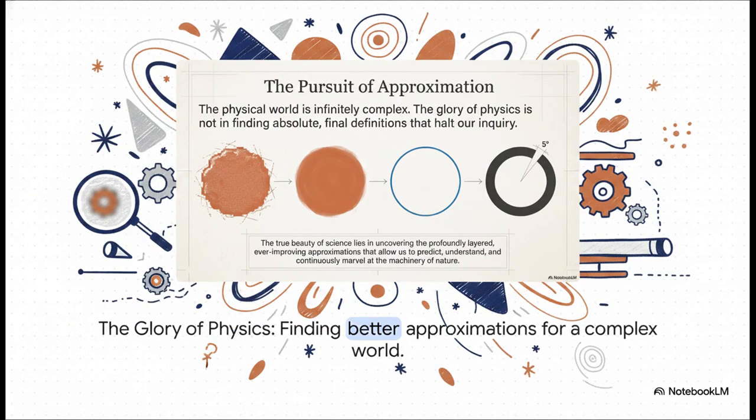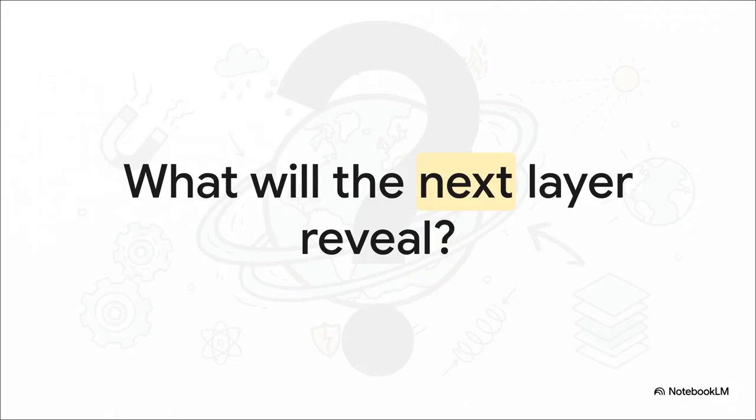And this visual, I think, captures the whole idea perfectly. Science isn't about finding that one perfect final answer. It's about starting with the messy, pixelated, chaotic view of reality and slowly, patiently finding better and better approximations, getting a sharper and sharper picture of how it all works. The real beauty of it all is the journey itself. This constant process of refinement that lets us understand, predict, and just marvel at the machinery of nature. It's a pursuit that never truly ends. So the only question left is, what will the next layer reveal?